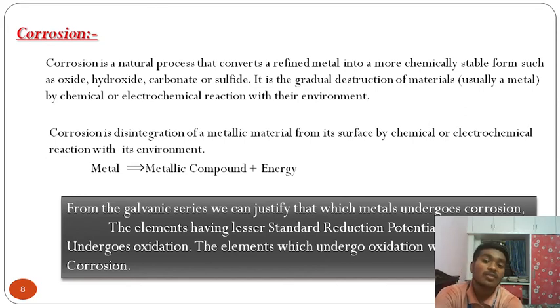The corrosion is definitely of two types: oxidative corrosion and reductive corrosion. From the Pilling-Bedworth rule, we can justify, from the specific volume ratio, which metal undergoes corrosion.